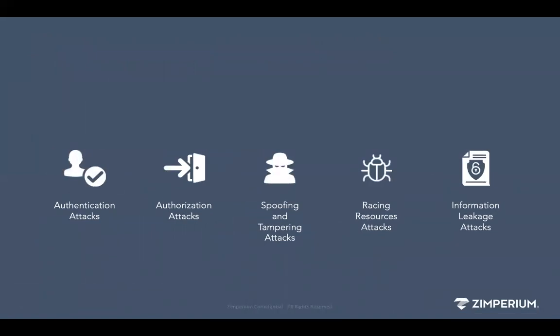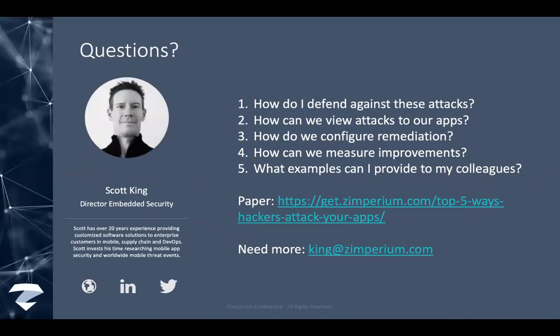I went really, really quickly. There is a paper that will be sent to everyone who registered for this webinar, the top 5 ways that hackers attack your apps, with all the examples that we talked about and questions answered in the paper. Basically, how do I defend against these attacks? How can I view attacks on our app? If my app is attacked, how do I know it? And then what do I do? If there is an attack, how do I remediate against it? And how can we measure improvements? As we release these applications and publish them in the app stores, are we getting better or worse, right?